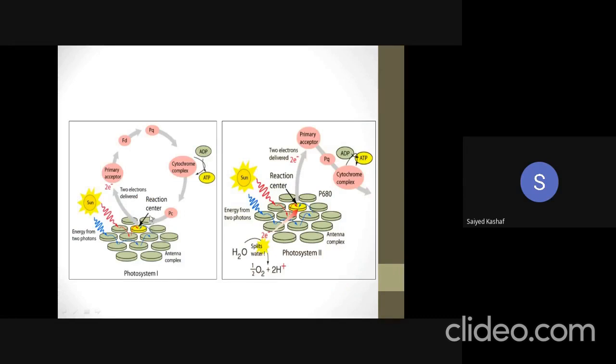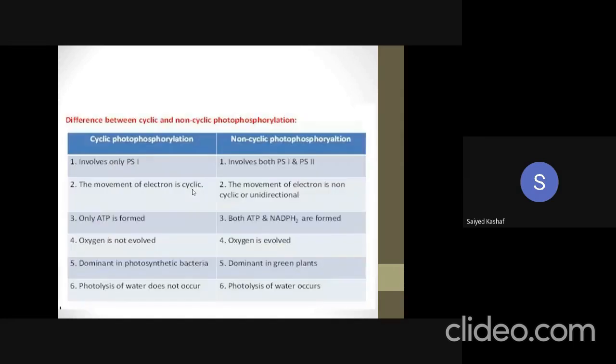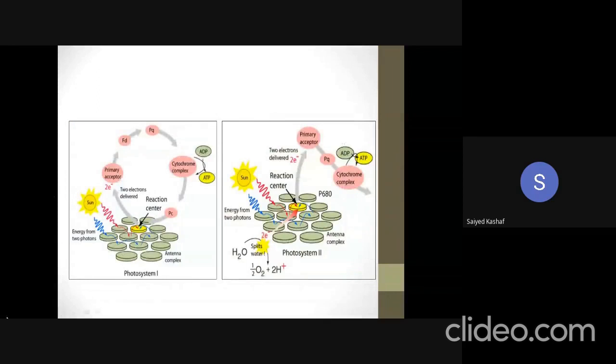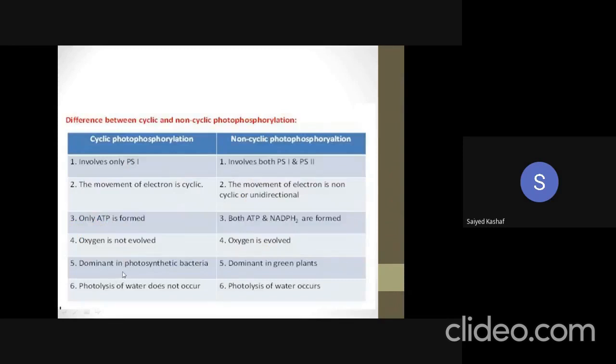Why are we saying photophosphorylation? Because in the presence of light, phosphorylation takes place. Wherever photophosphorylation happens, we should understand that ATP synthesis is being discussed, right? So oxygen is not involved. One of the major drawbacks of this PS1 system is that oxygen evolution, oxygen production, does not take place in it, whereas in the other, oxygen production will take place. Dominant in photosynthetic bacteria and dominant in green plants. Photolysis of water does not take place, and photolysis of water occurs.